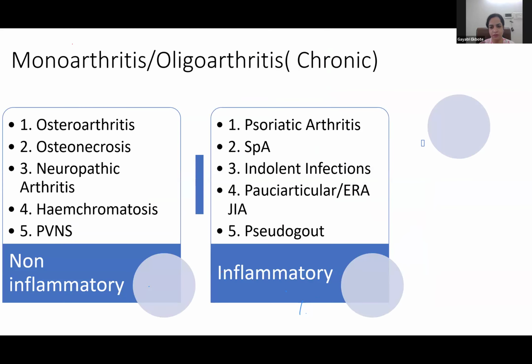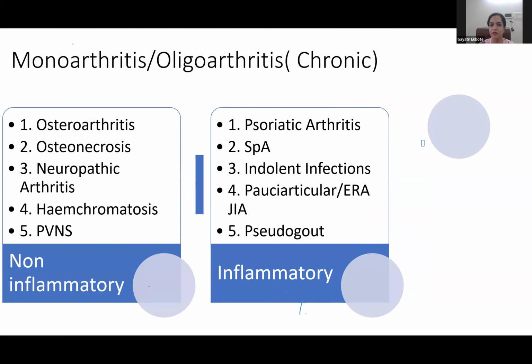Oligoarthritis means the involvement of 2 or 3 joints, and monoarthritis, as I said, is inflammation of a single joint. In chronic mono or oligoarthritis, you have a few differentials. Let's understand non-inflammatory conditions first, because these are much more common: at least osteoarthritis, AVN, etc. Then diabetic patients can have neuropathic arthritis. Then there are a few miscellaneous conditions like hemochromatosis and PVNS.